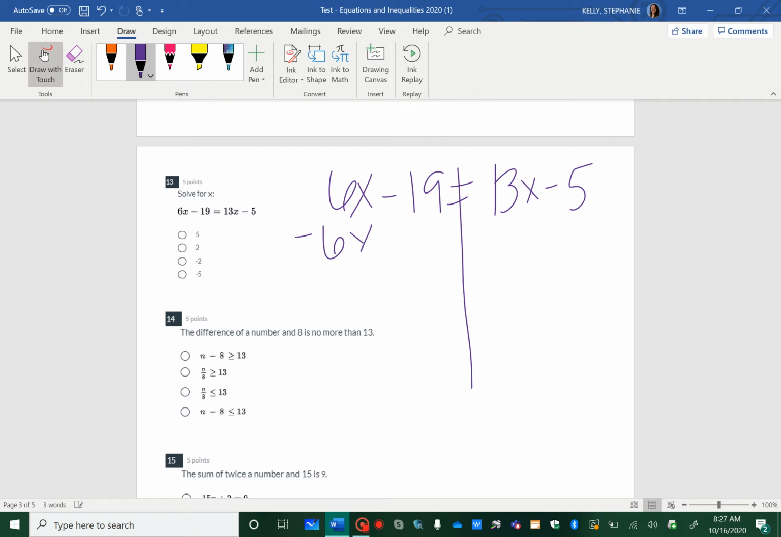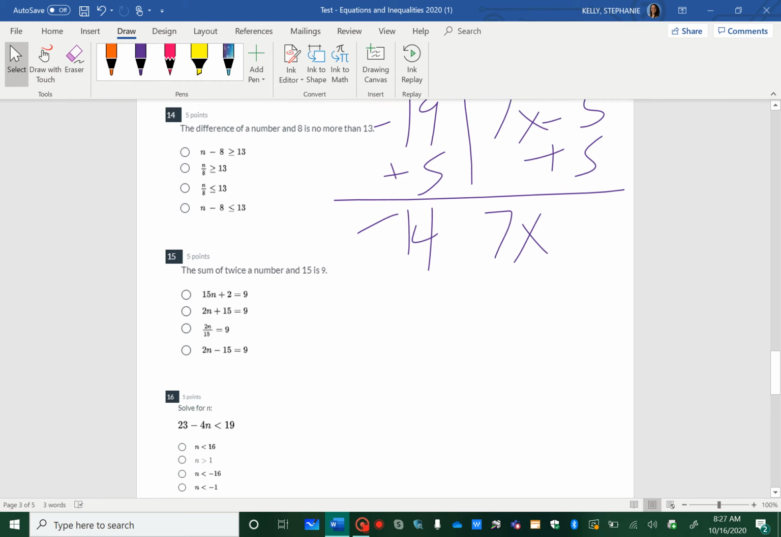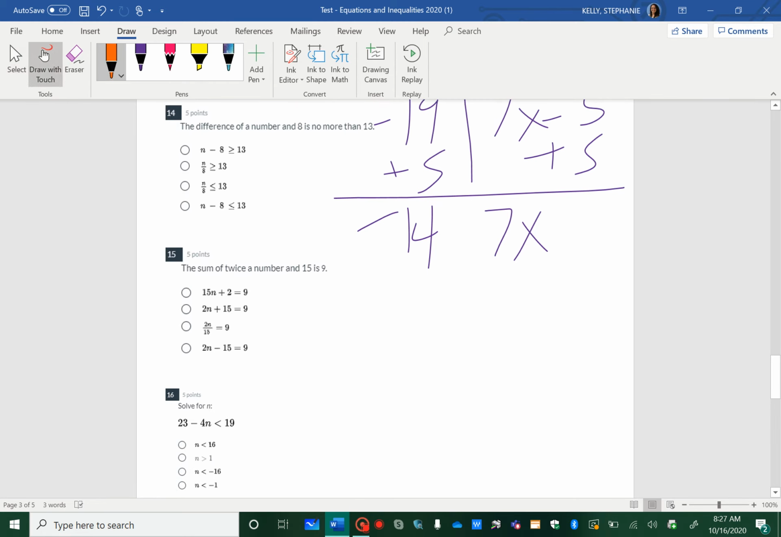Okay, so minus 6x minus 6x. That's going to be 7x, negative 19 minus 5. We'll add 5. I think I made another mistake. Nope, I didn't. Good. Woo-hoo. And then we're going to divide by 2 on both sides. Negative 2. All right. The difference of a number and 8 is no more than 13. So the difference between a number and 8 is no more than 13. It should be that last one.